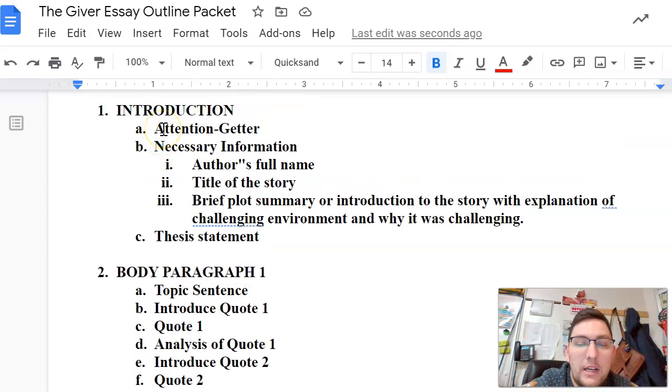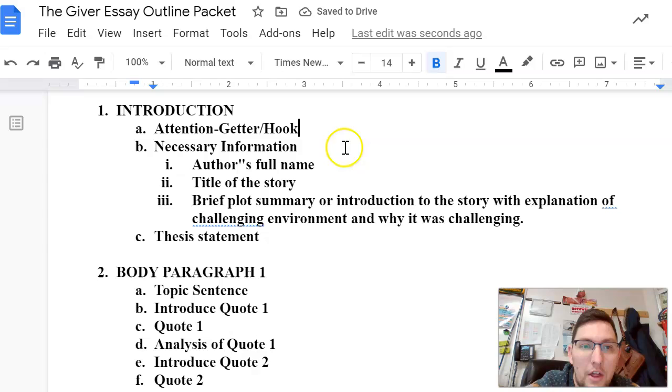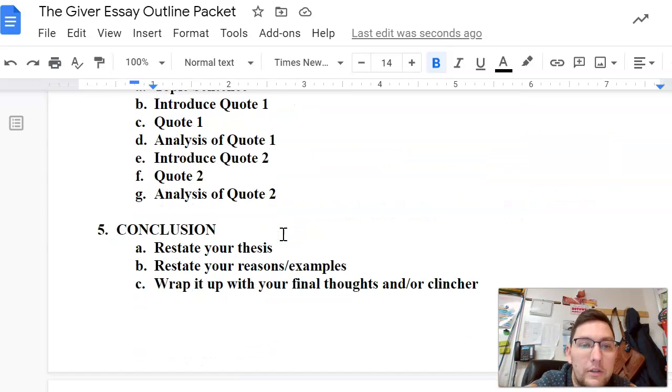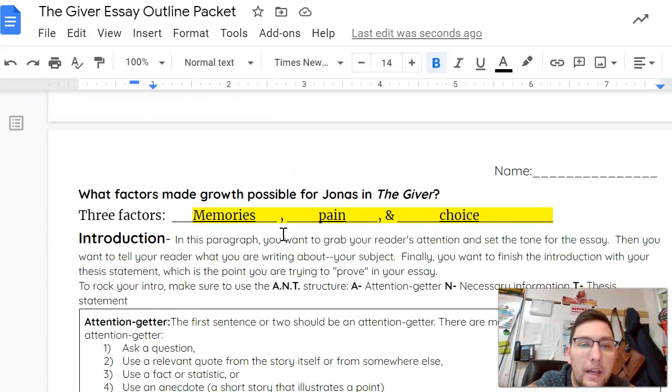The introduction includes an attention getter or a hook. It includes necessary information like the author's name, the title of the story, and a brief plot summary, and then your thesis statement. And then in your conclusion, you'll restate your thesis, you'll restate your reasons and examples, and you'll wrap up your final thoughts.